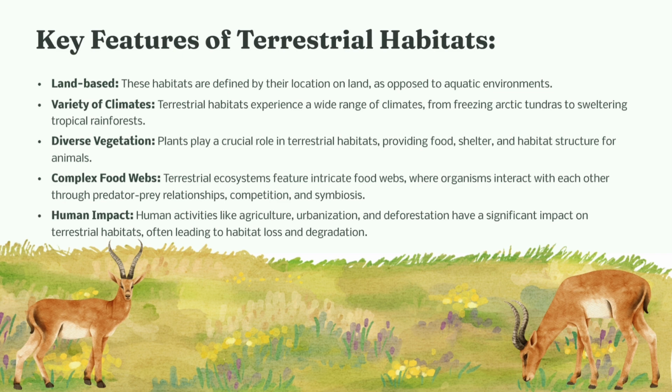Complex food webs. Terrestrial ecosystems feature intricate food webs where organisms interact with each other through predator-prey relationships, competition, and symbiosis. And human impact. Human activities like agriculture, urbanization, and deforestation have a significant impact on terrestrial habitats, often leading to habitat loss and degradation.